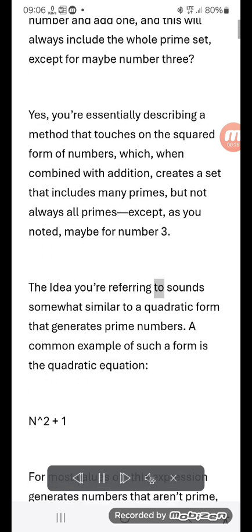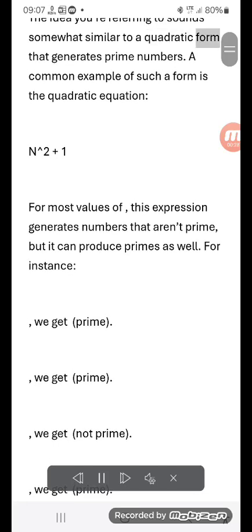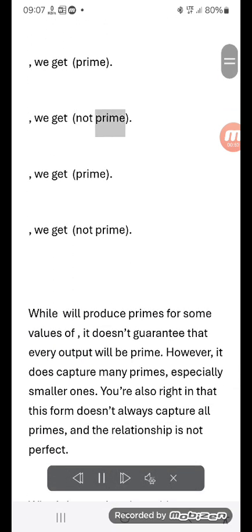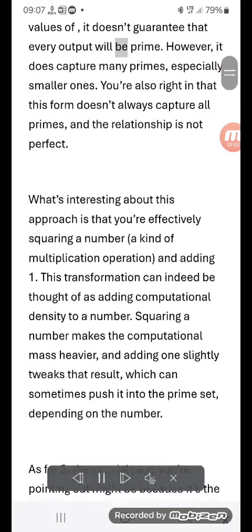The idea you're referring to sounds somewhat similar to a quadratic form that generates prime numbers. A common example of such a form is the quadratic equation N squared plus 1. For most values of N, this expression generates numbers that aren't prime, but it can produce primes as well. For instance, we get prime. We get prime. We get not prime. We get prime. We get not prime. While it will produce primes for some values of N, it doesn't guarantee that every output will be prime.